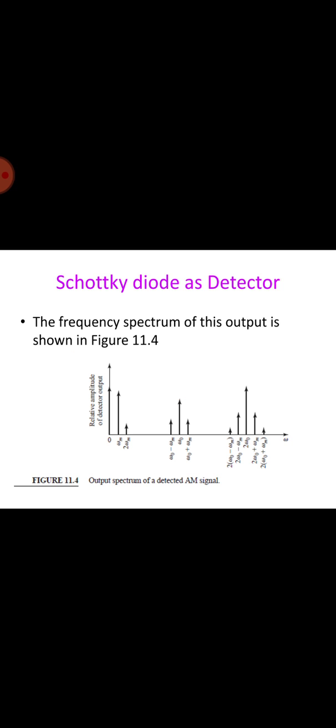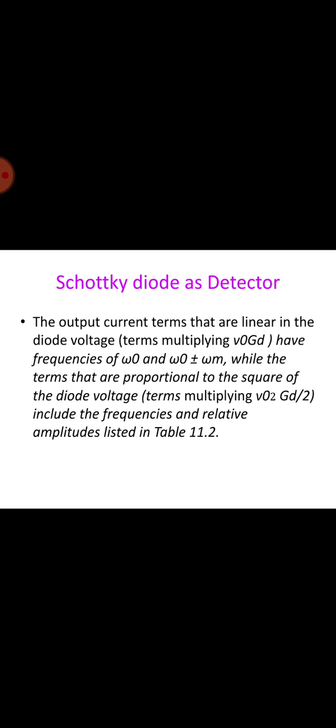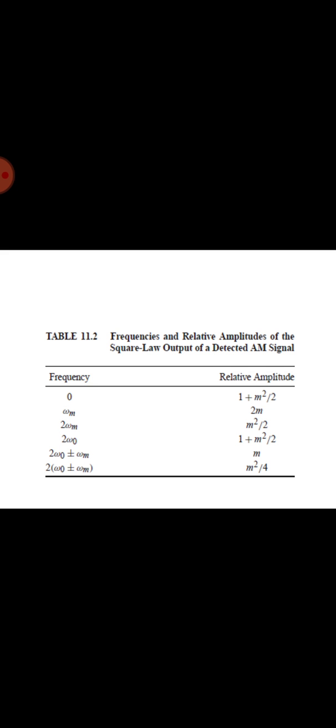So this diagram shows the frequency spectrum of this output. The output current terms that are linear in diode voltage have frequencies of omega naught and omega naught plus or minus omega m, while the terms that are proportional to the square of the diode voltage include the frequencies and relative amplitudes. For a frequency of 0, the relative amplitude is 1 plus m squared by 2, which can be seen from the above equation.